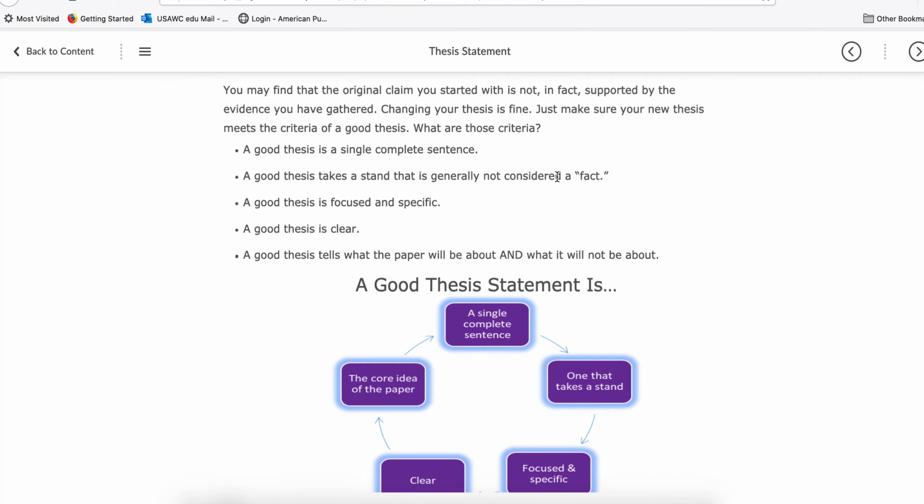Now, your thesis isn't necessarily a fact because you're going to be arguing something. So you don't want to say something like, the coronavirus is a serious illness. That's a fact. Of course it is. You could argue that although many agree that the coronavirus is a serious illness, some are concerned that the vaccine might cause irreparable damage. Now, I don't agree with that. I'm getting my vaccine, but that would be a good thesis statement. It is focused and specific, so you're not saying something like, sneakerheads like shoes. That's too general, right?